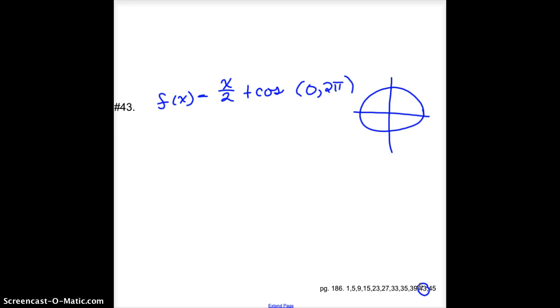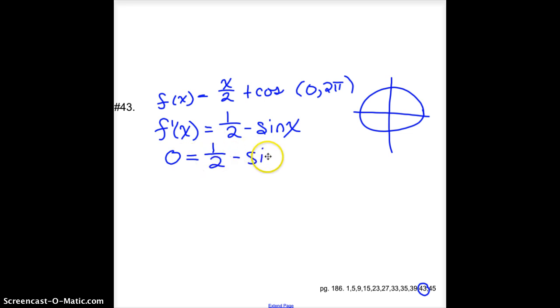So first thing we need to do is find the derivative of the function, because where the derivative is 0 is where it must have changed from positive to negative or vice versa. So taking the derivative and setting it equal to 0, it's a nice easy one, we'll set 0 equal to 1/2 minus sine x, meaning that we're looking for where the sine of x is equal to 1/2 on this open interval.